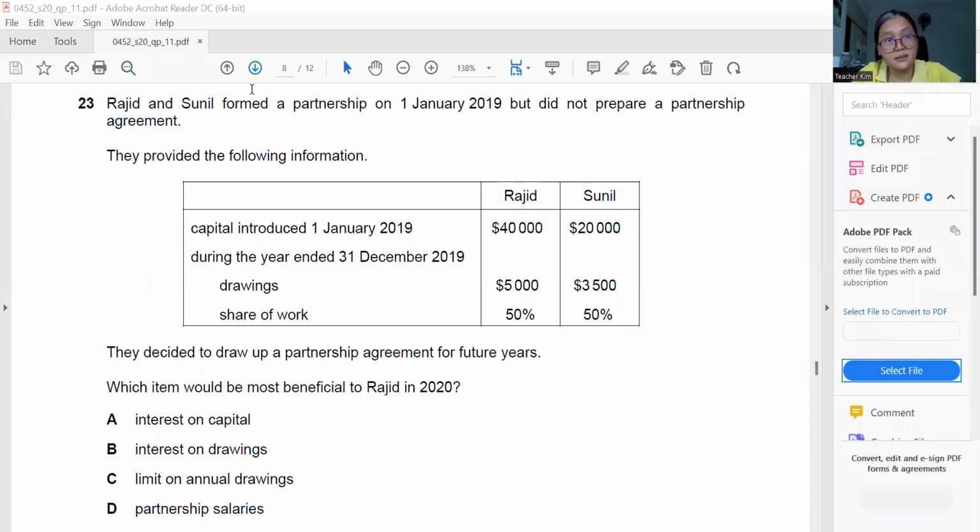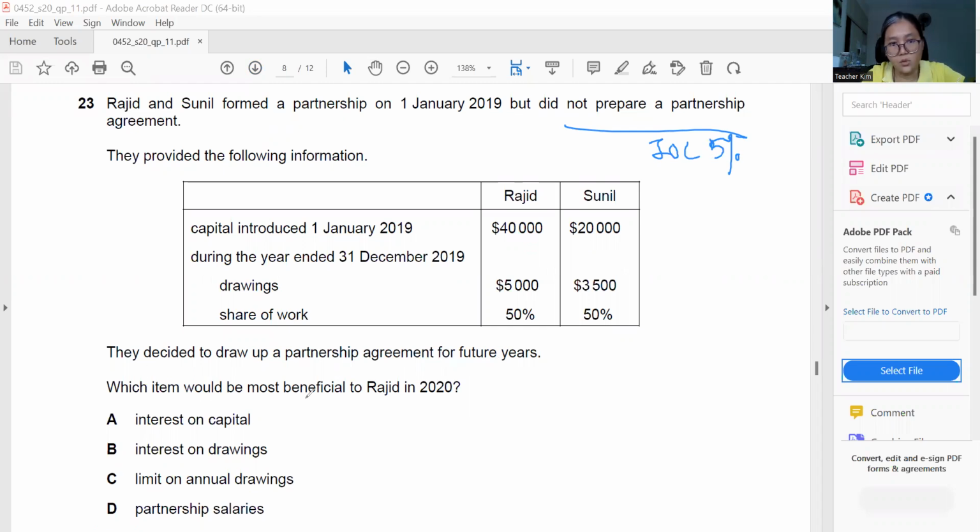23. Rajesh and Sunny formed a partnership on 1st January 2019 but did not prepare a partnership agreement. So when there is no partnership agreement, take note: everything is equal, except the interest on loan is 5%. That's all for no partnership agreement. So they decided to draw up a partnership agreement for future years.